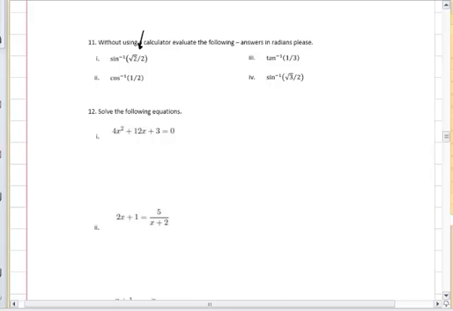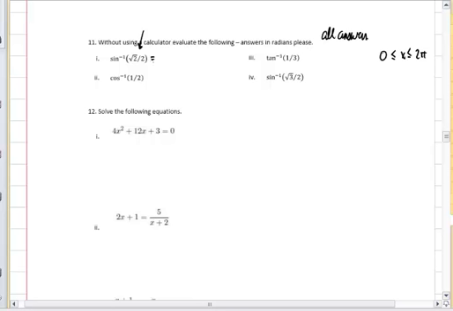Now I should really specify for these, find all answers that lie between 0 and 2 pi radians. So that's like just from 0 to 360 degrees.